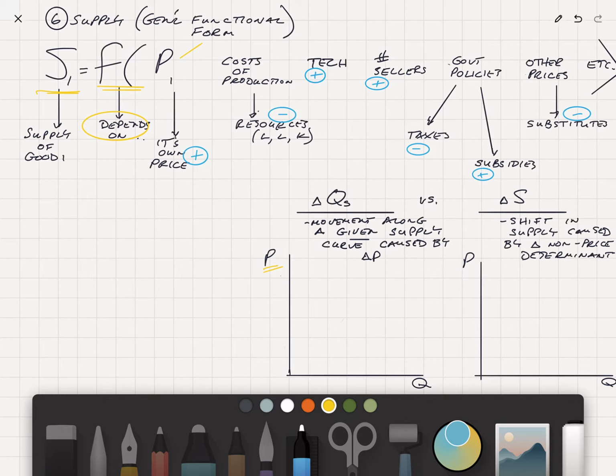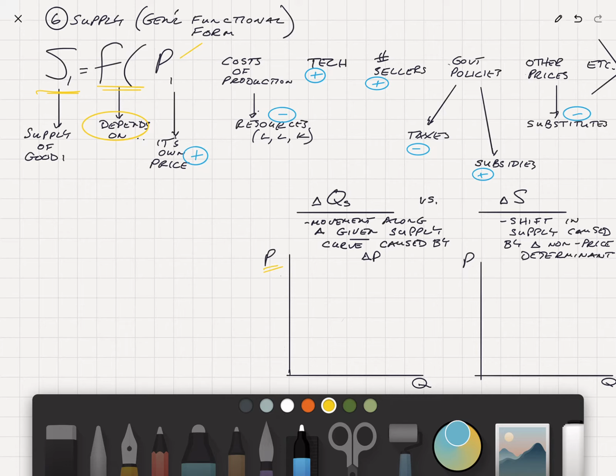The ultimate underlying reason for that is because in the short run, businesses face rising costs of production. In order to get them to produce more, you have to pay them a higher price. Okay, I won't go too much into that. We can talk about that when we get to deeper levels of microeconomics.